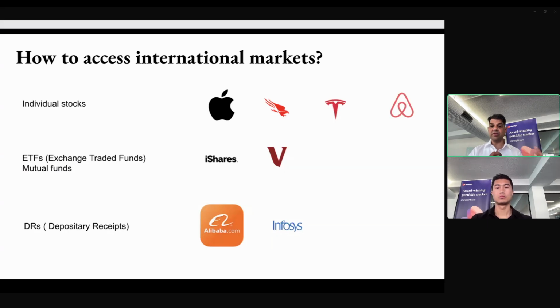Or you can go through depository receipts. Say if you want to access a Chinese tech company like Alibaba, it's actually listed on the NYSE as an American depository receipt. And you can see there, that's another means of accessing those sorts of global markets. And you can access them through various investing platforms, including Tiger. And that is where you will be able to actually trade and invest.